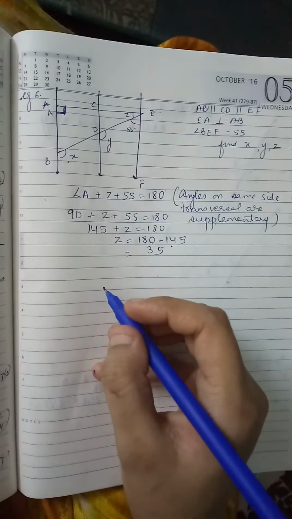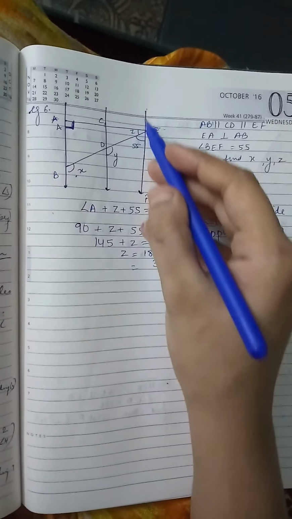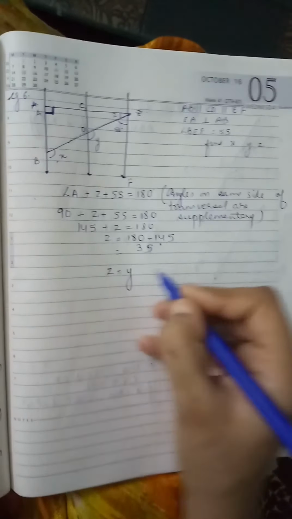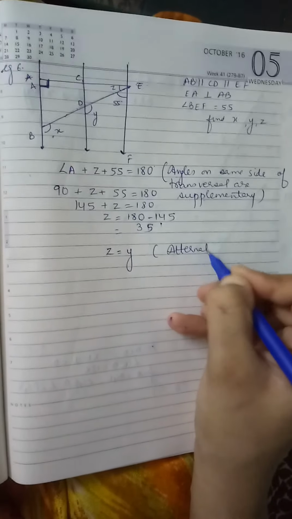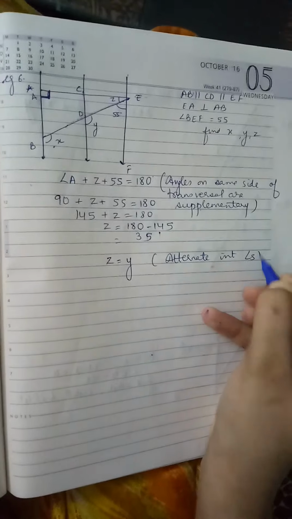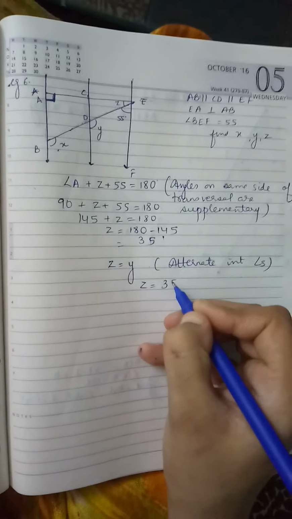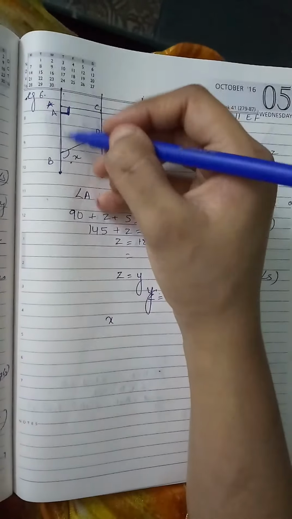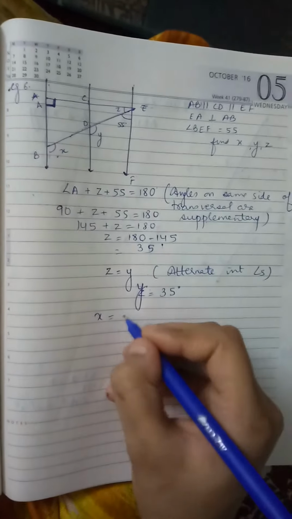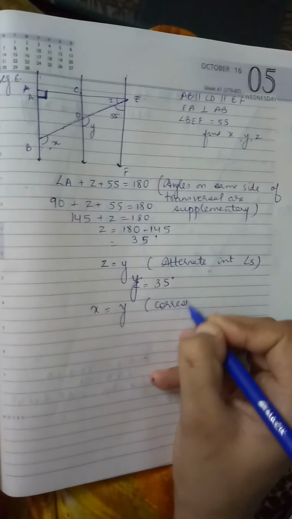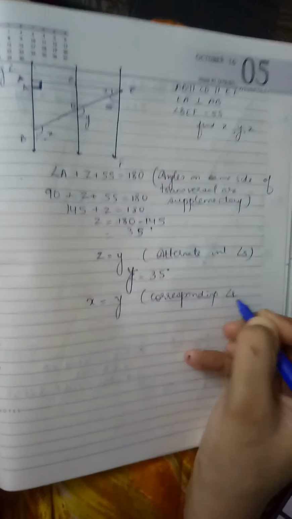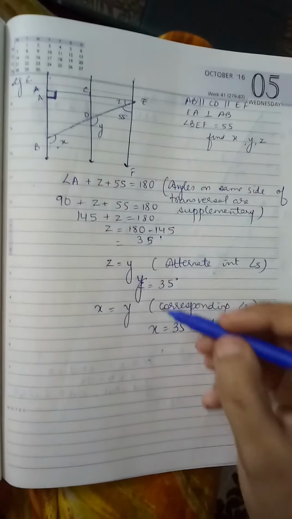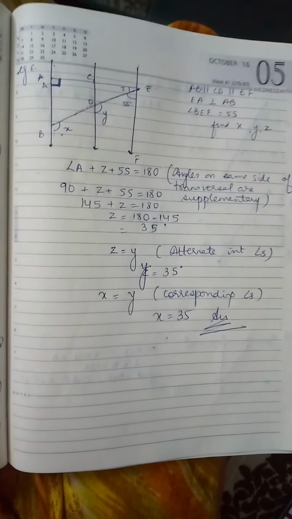Therefore Z is 35. Now since these two lines are parallel and this will act as a transversal, Z is equal to Y, alternate interior angles. Therefore Z is also Y, Y is also 35 degrees. Now since AB is parallel to CD, X is equal to Y, because these are corresponding angles. Therefore X is also 35 degrees. Answer: all the three angles X, Y and Z are equal to 35 degrees.